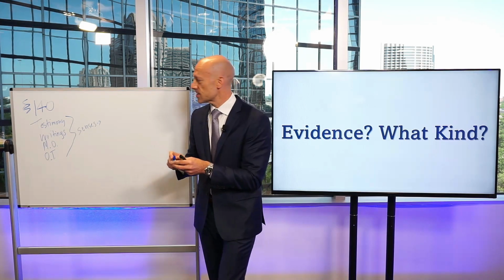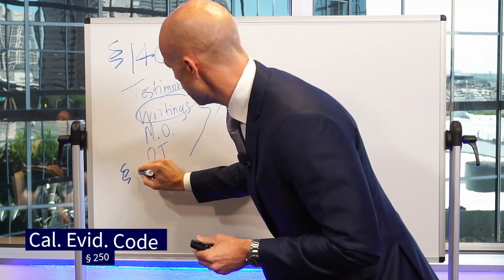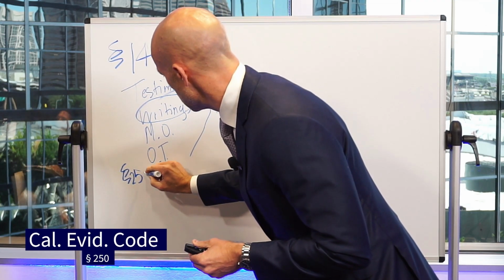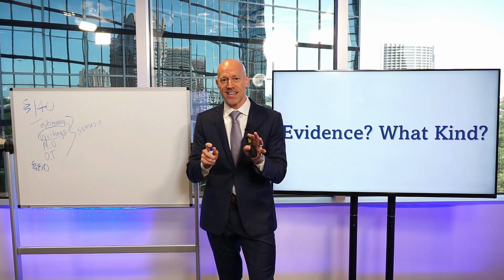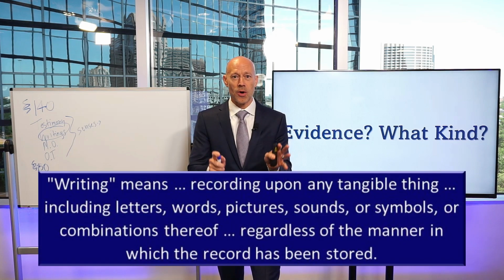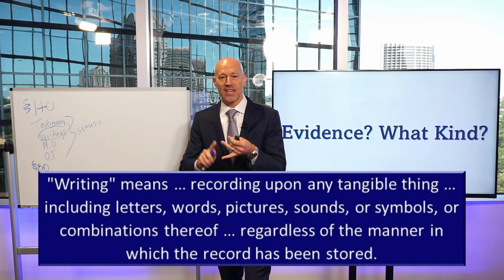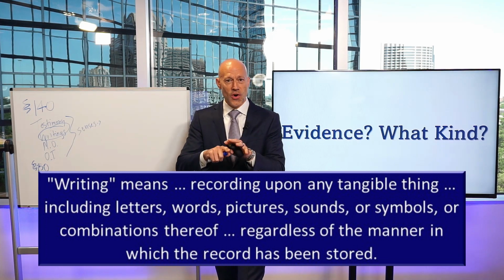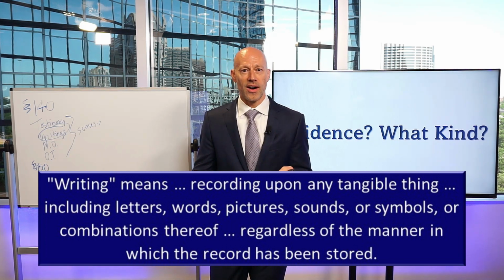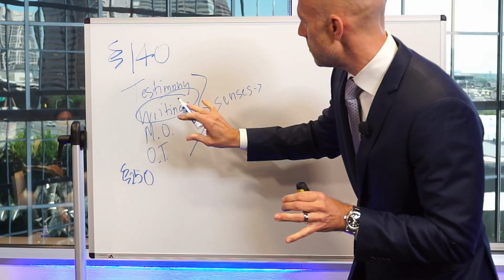Now, what are writings? Writings are defined in Section 250. And the definition is fairly long. It's about a paragraph long, and it's very broad. In fact, what it says, among the language it includes, is recording anything on almost any medium. And the type of things that can be recorded are words, letters, sounds, symbols, or any combination thereof. And so what that means is, when we're talking about evidence, it can be very broad.